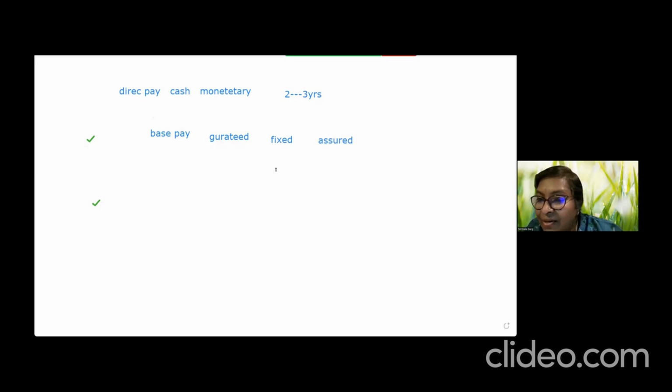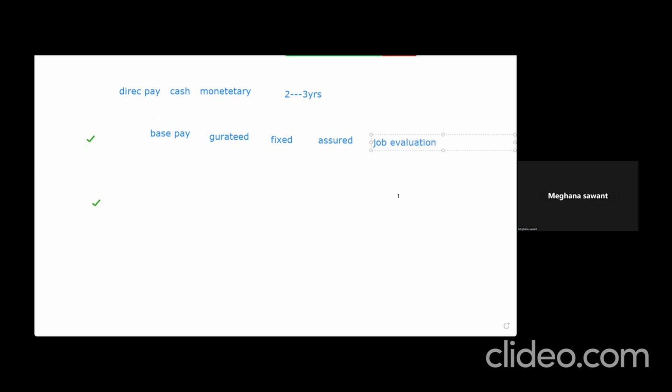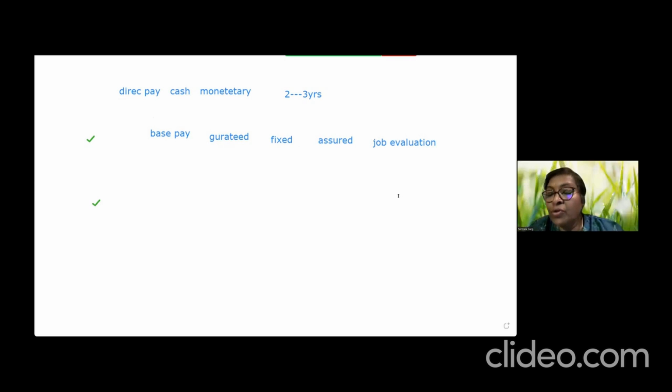How do you calculate base salary, base pay? This is where your internal equity comes in. This is where we calculate through a process called what? Job evaluation. Okay. Through job evaluation, we evaluate the jobs, the worth of the jobs, and then we decide on the base salaries, which are guaranteed. Next, when you are talking about direct pay, talk about variable pay. Right? What is variable pay?